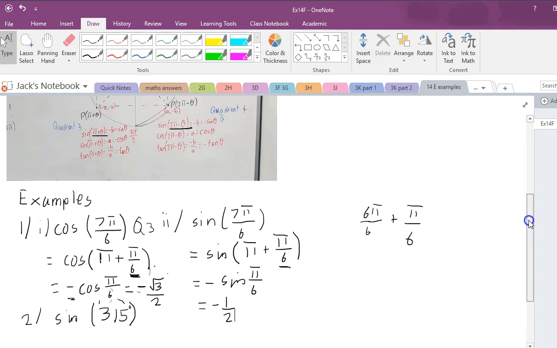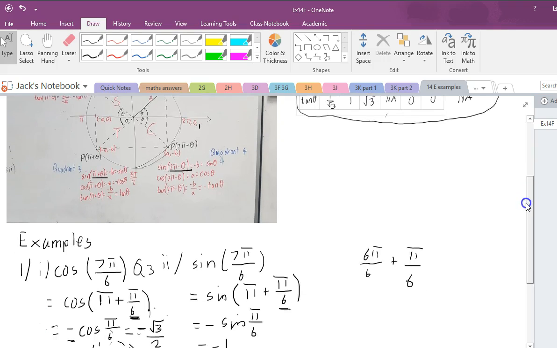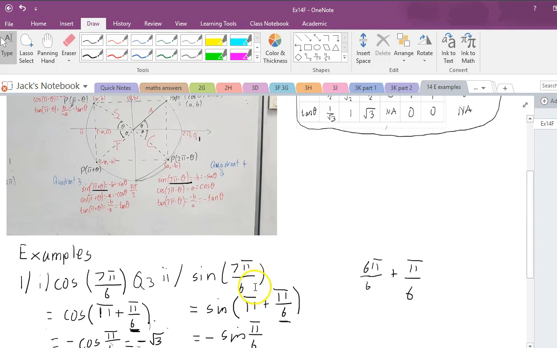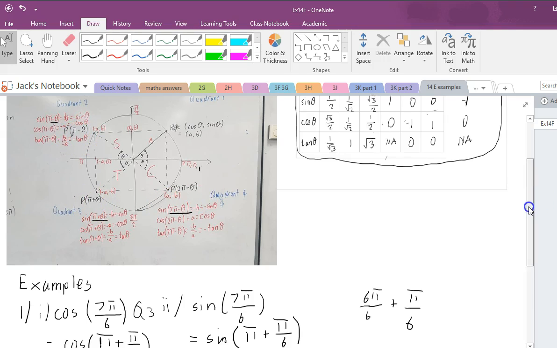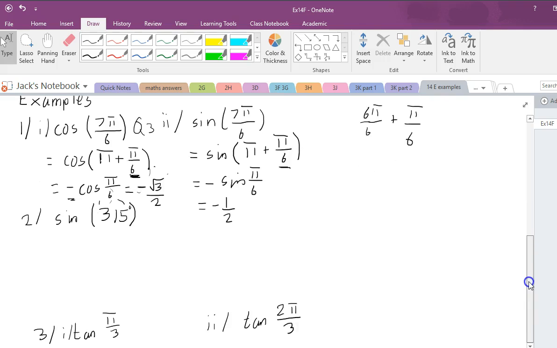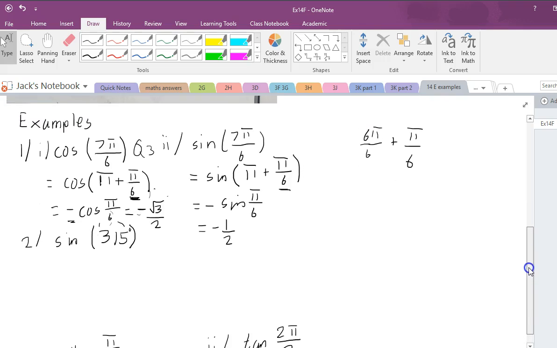Okay, so that's how you go through. So step 1, split it up, find which quadrant it is, and split it up so that it matches your reference angle calculation, depending on what quadrant it is. So it could be pi minus theta, pi plus theta, or 2 pi minus theta, depending on what you're given there. Okay, so question 2.